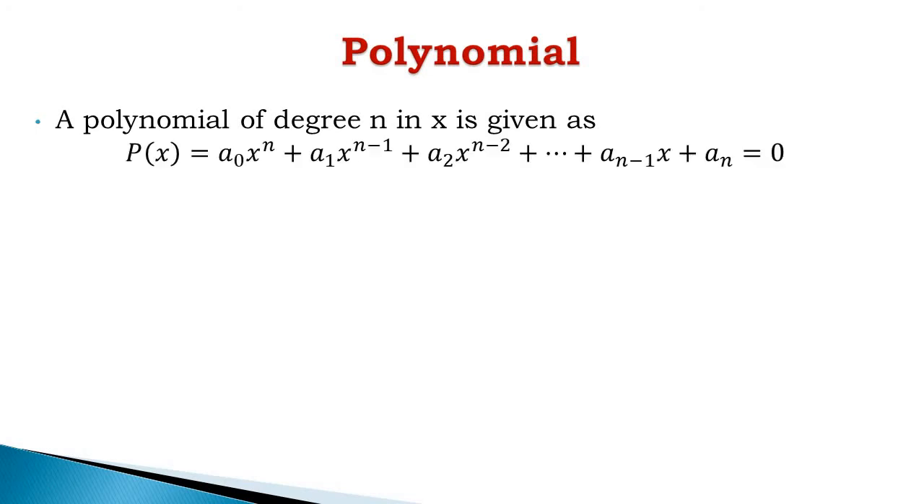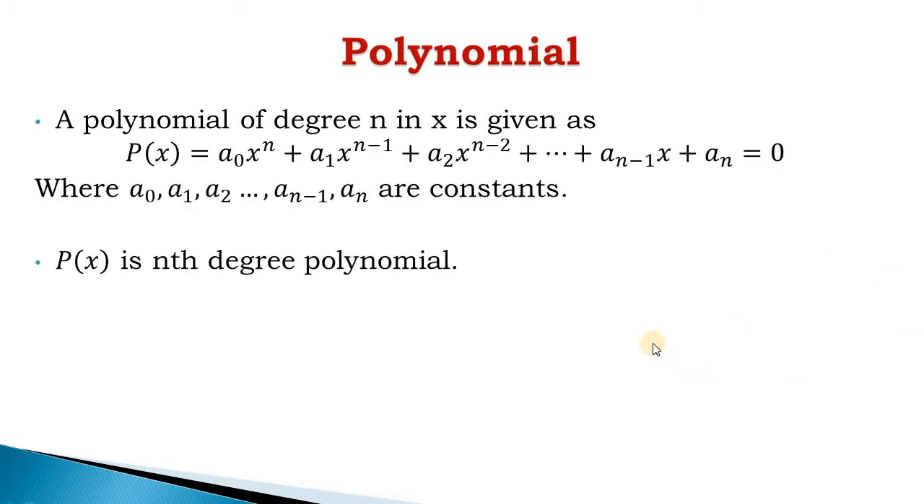So what is polynomial? The general polynomial of degree n is given as p of x is a0 x raised to n plus a1 x raised to n minus 1 plus a2 x raised to n minus 2 plus so on, an minus 1 x plus an is equal to 0. This is the equation of degree n, where a0, a1, an are all real constant numbers. So here it is nth degree polynomial.